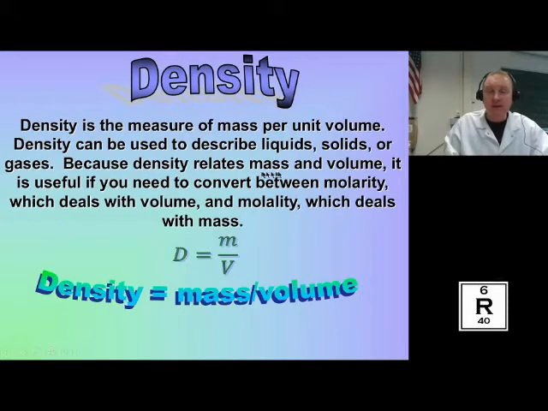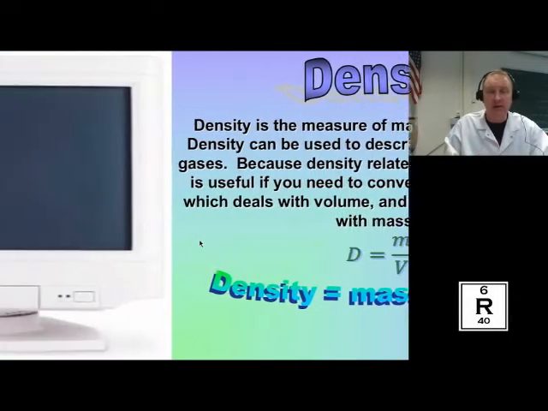Because density relates to mass and volume, it is useful if you need to convert between molarity, which deals with volume, and molality, which deals with mass. And that connection is that for 1 kilogram, it's 1 liter. And so we use the density to connect these two, molarity and molality.